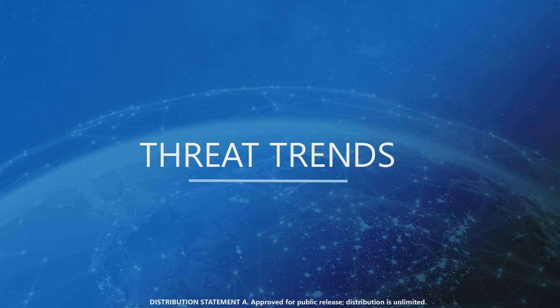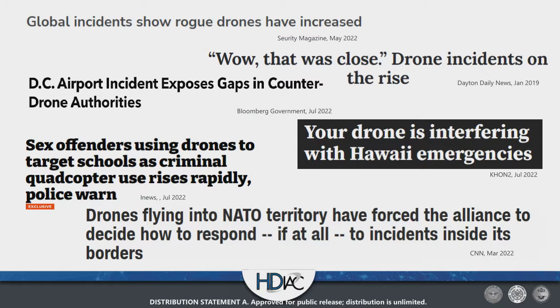We'll go over real quick some of the threat trends that I've seen. This slide is just a real quick snapshot of several news headlines that I came across while I was doing this research. Almost all except for the one are from this year. A DC airport incident exposes gaps in counter drone authorities. That was from Bloomberg Government, and that's indicative of what we're going to look at today.